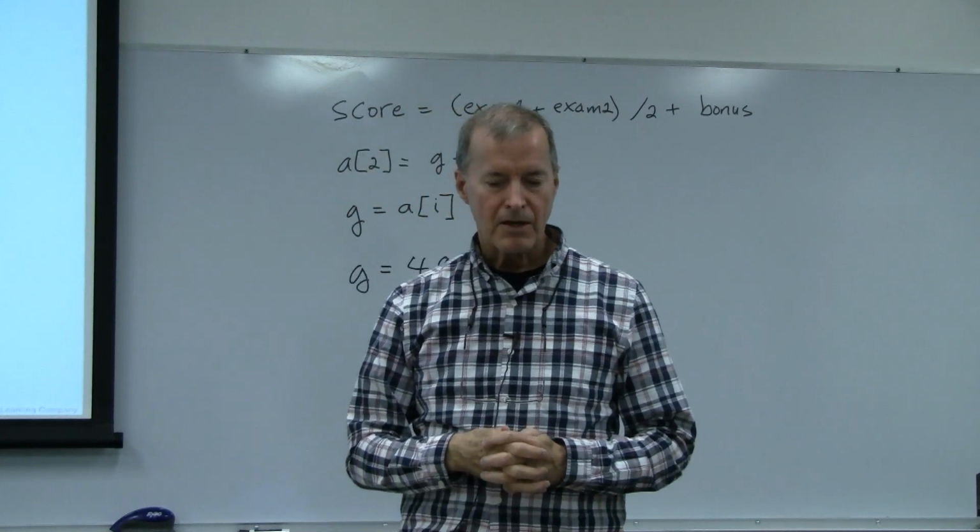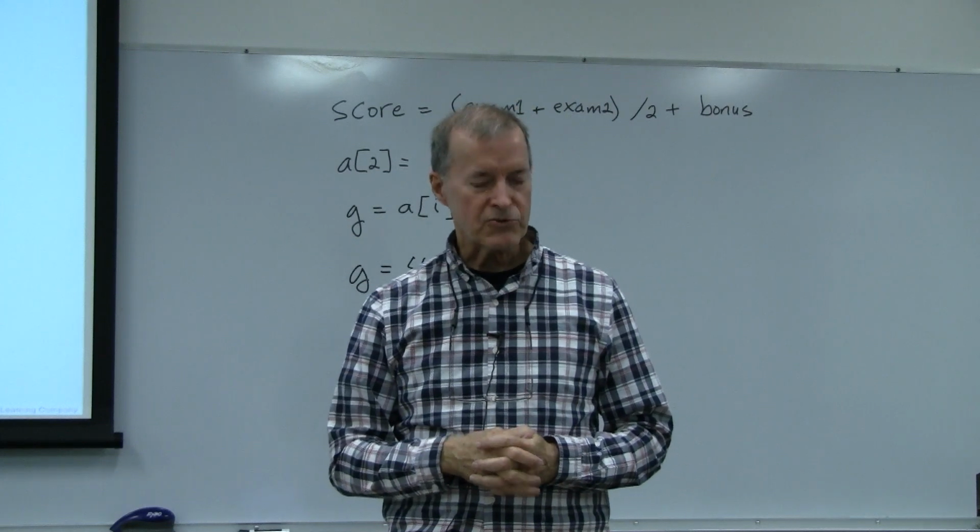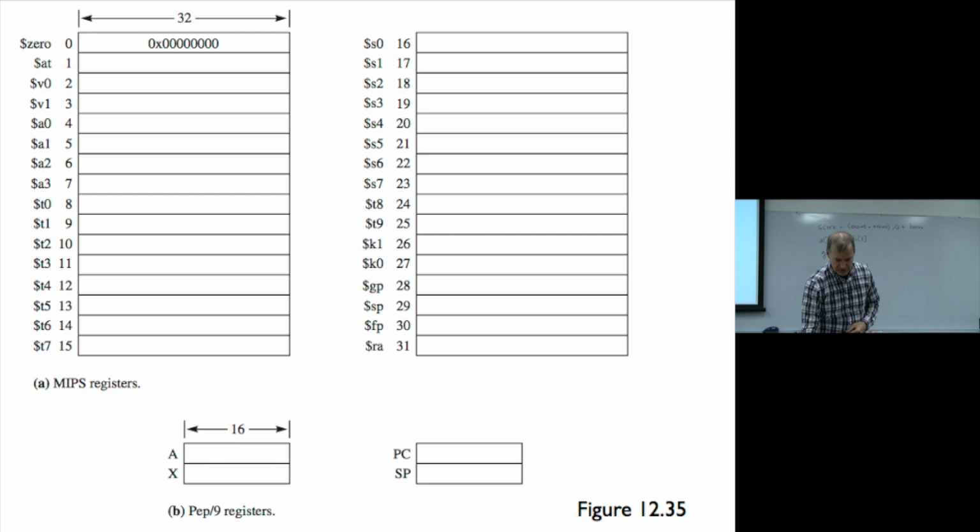Okay? So now, let's go back and look at the registers in figure 12.35. Notice what is register number 28? How is it notated in MIPS assembly language? It's $GP. Do you remember what that is? Global pointer? Yeah, GP is the global pointer. So that points to a fixed location in memory where all the globals are. And so you access a global value through the GP, through the global pointer.